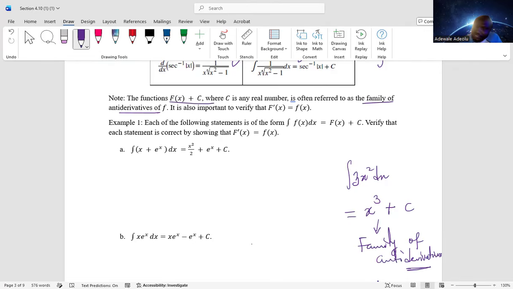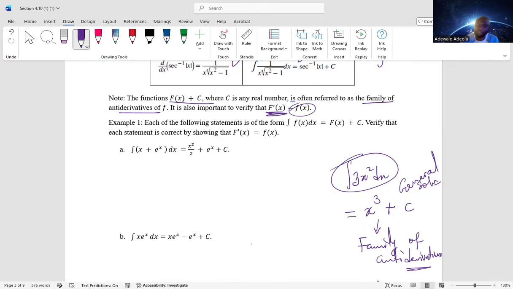And also we call it the general solution to this indefinite integral. We call it general because C could be anything. How do we know if an antiderivative is truly the antiderivative of a particular function? Well, no problem. Just take its derivative. It has to give you the integrand. It's as simple as ABC.